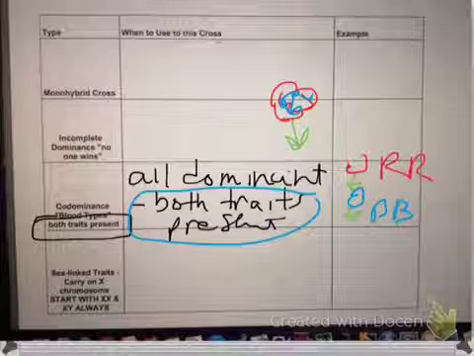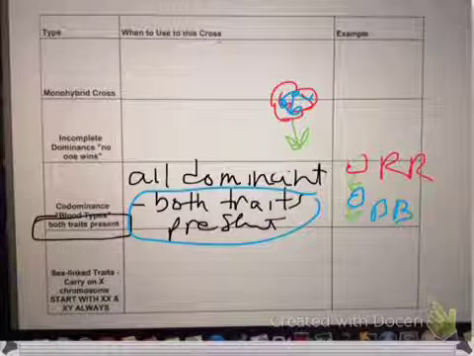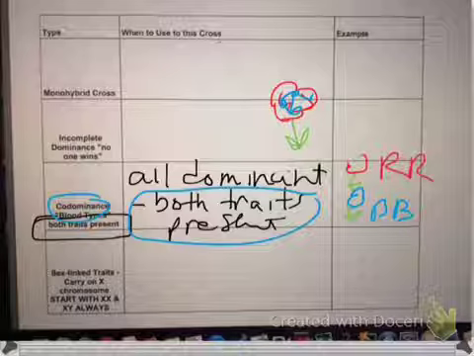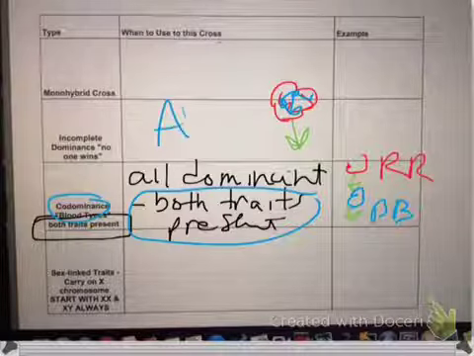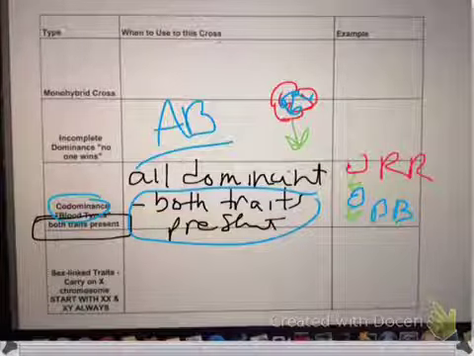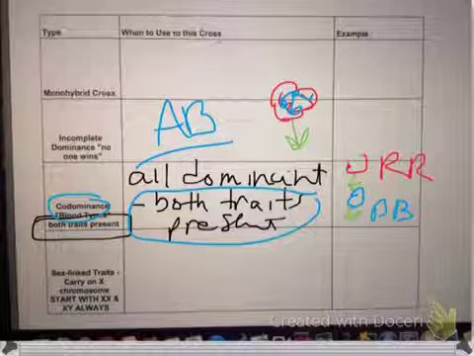It is not really a new trait. Both of them are expressed. They're co-dominant. In blood typing, this was AB. AB is co-dominant. Both the antigens on the blood are there.